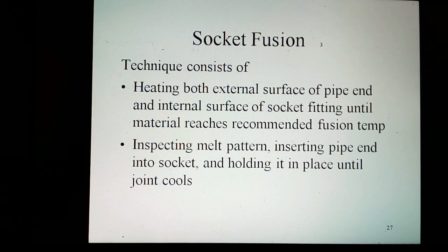The technique of socket fusion consists of simultaneously heating both the external surface of the pipe end and the internal surface of the socket fitting until the material reaches the recommended fusion temperature, inspecting the melt pattern, inserting the pipe end into the socket, and holding it in place until the joint cools.